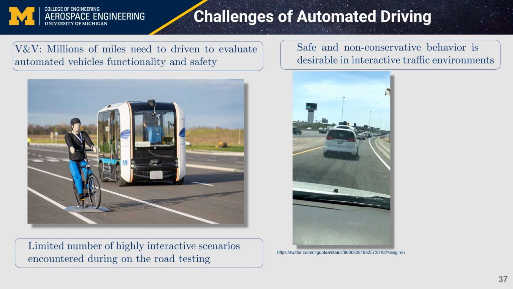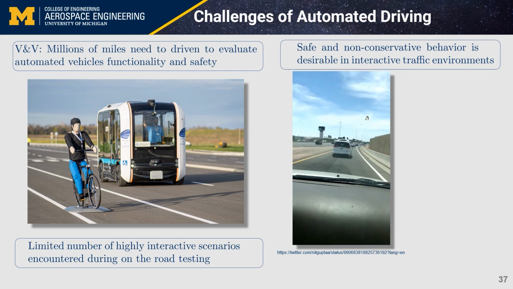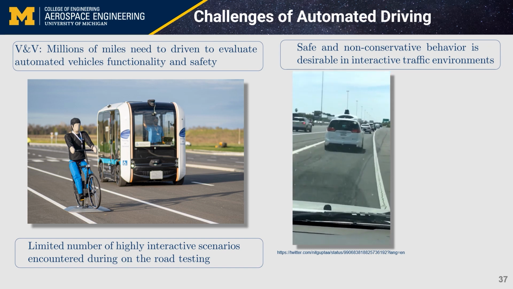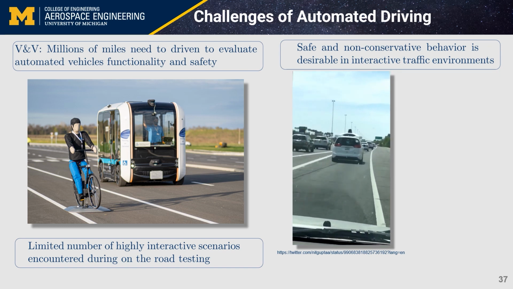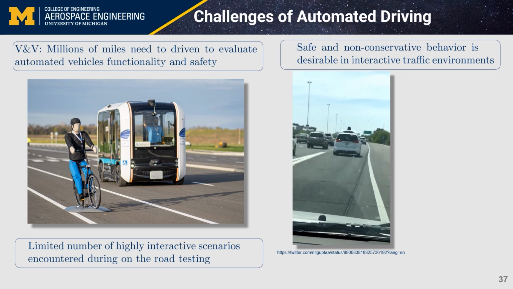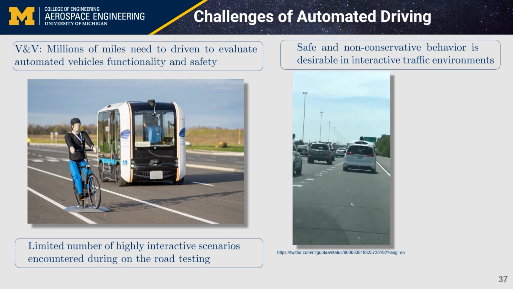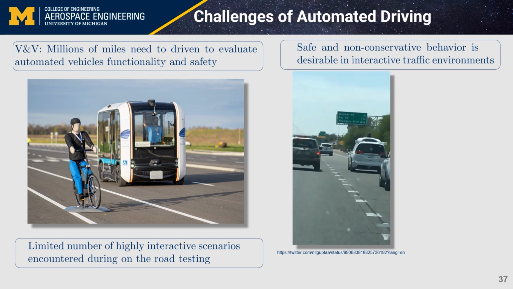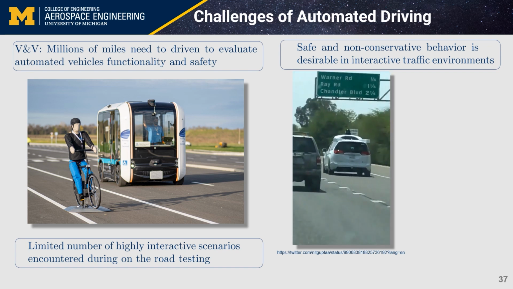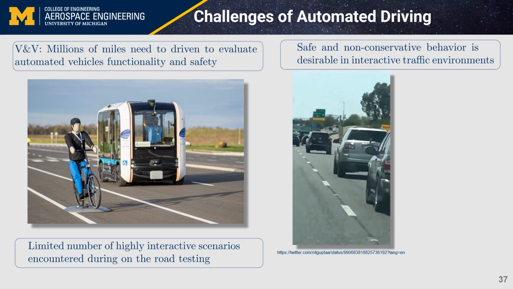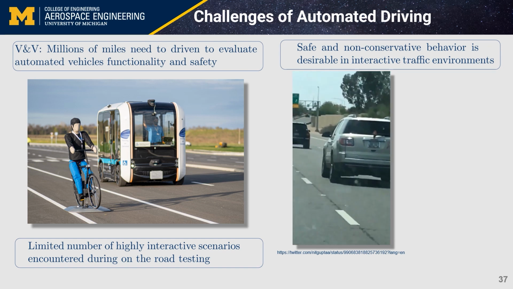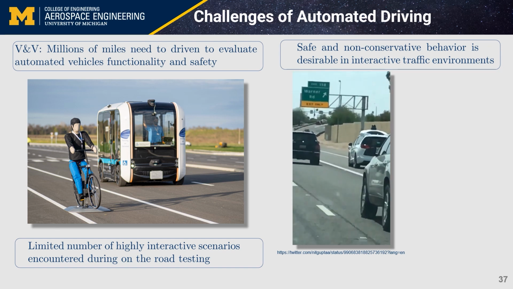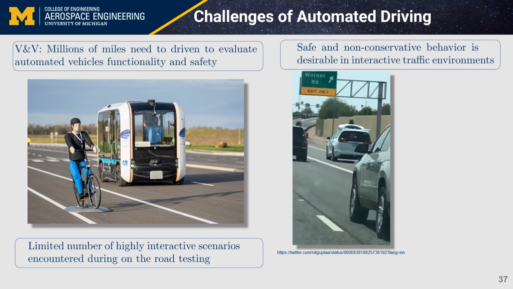Now, what are some of the challenges in automated driving? You have to assure that automated vehicles have the correct functionality and they're also safe. And for that, one of the challenges is validation and verification. You have to drive millions of miles on the road to be able to do that. That is not fully practical. So part of the V&V you have to do in simulation or in virtual world based on models. And so we'll see that some of these ideas are helpful in creating simulators for V&V.